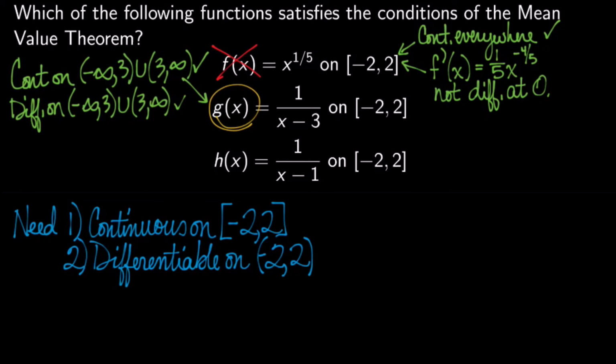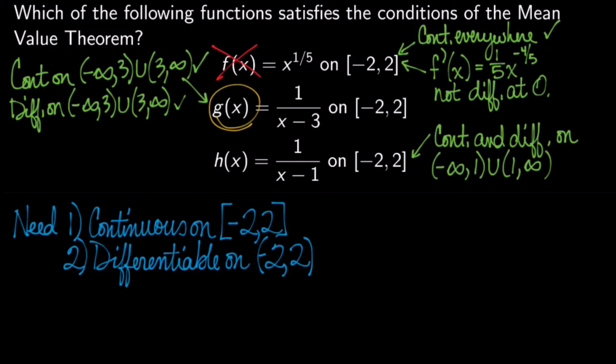Finally, h, very similar to g, but do you see how it has its discontinuity right here at the 1? This guy is continuous and differentiable everywhere except positive 1, but it's a problem that 1 is in this interval. It's inside of negative 2 to 2. h is not in the club. And so I guess it's that simple.